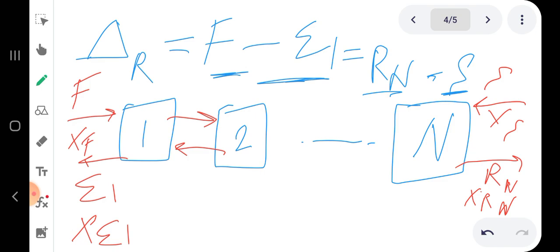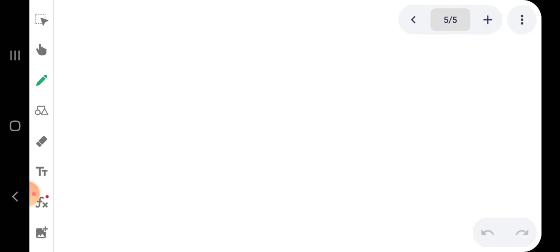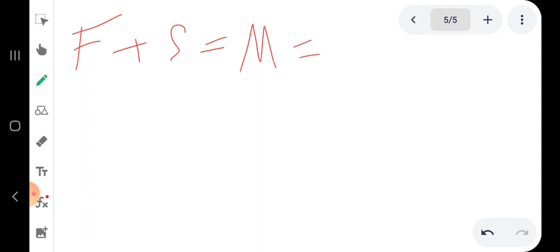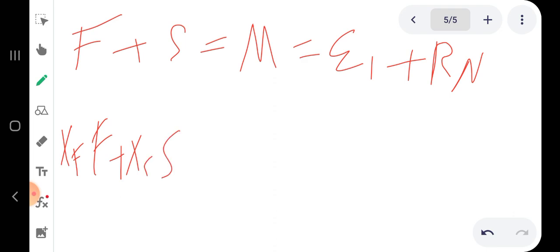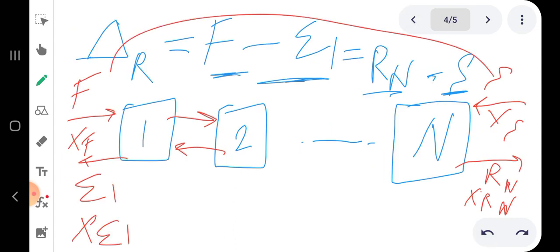So what do we do? We can make a material balance on the overall system. A simple material balance says that F plus S is equal to a mixture M, which is equal to E1 plus Rn. Remember, we are doing it on the overall system. Similarly, for the component material balance, it is XF F plus XS S equal to XM M equal to XE1 E1 plus XRn Rn. So this is a material balance on the overall system.